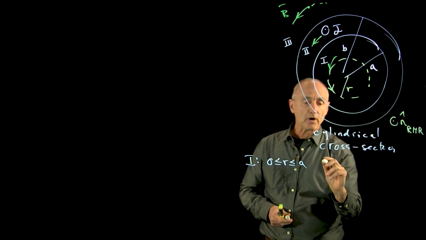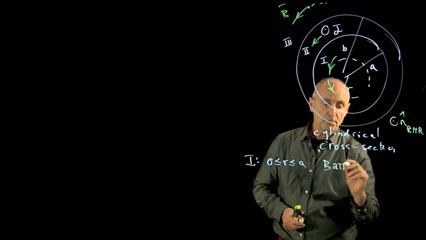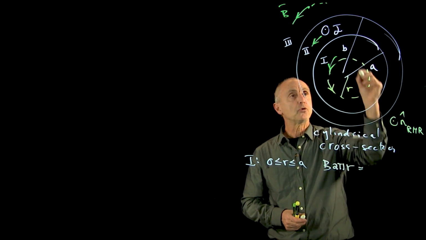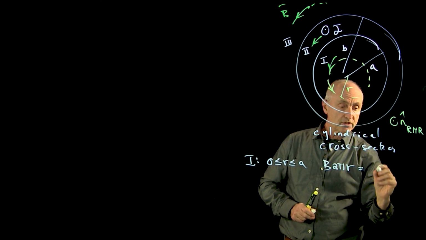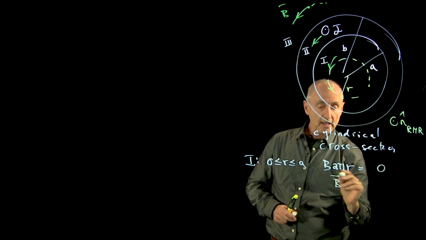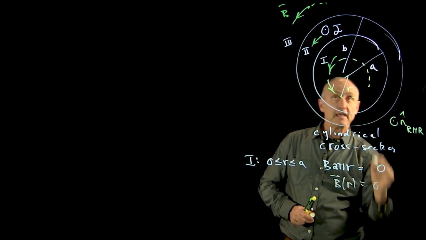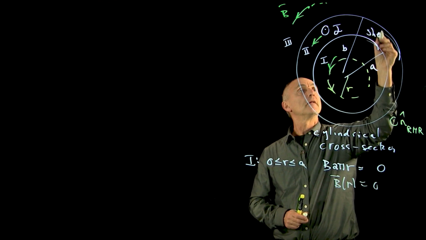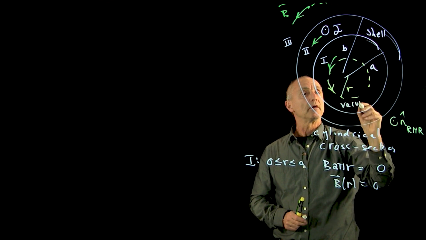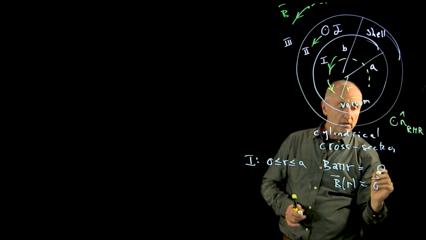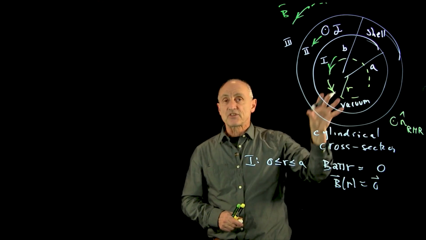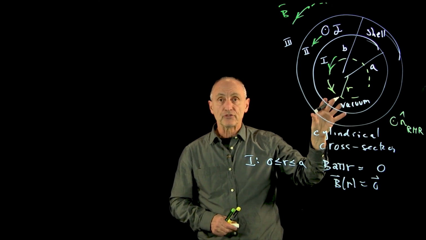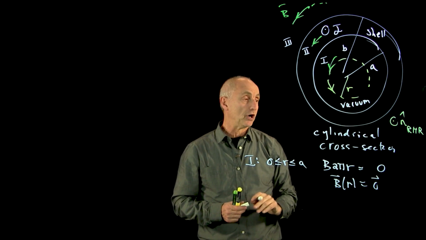And so as before, B times 2 pi r. But how much enclosed current is there here? There's 0 enclosed current. So this side is 0. And so we conclude that inside, this is the shell, this is vacuum, and so inside the shell, there's no B field. This is the cylindrical version of Gauss's law for a spherical distribution of charge.